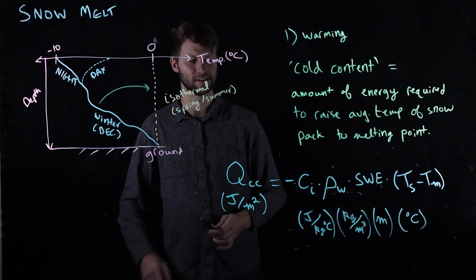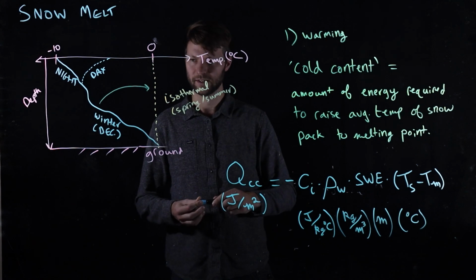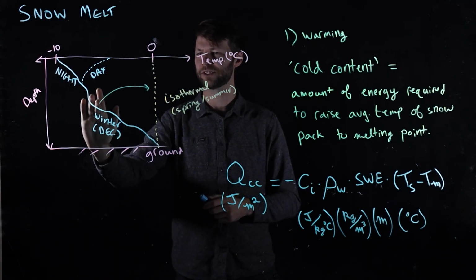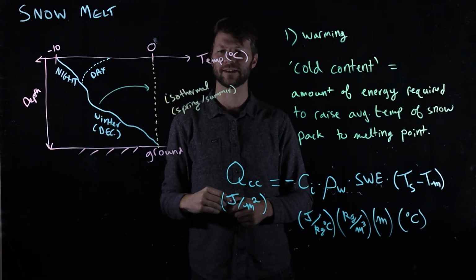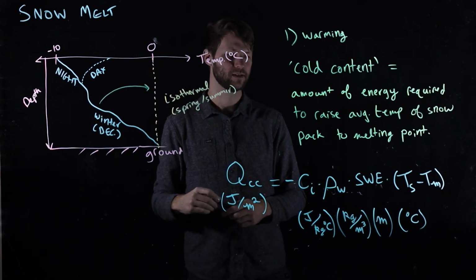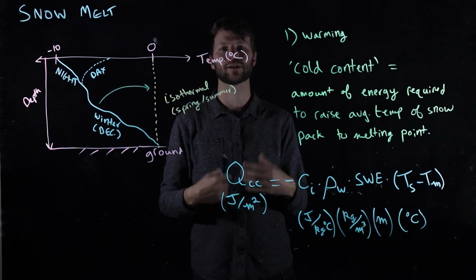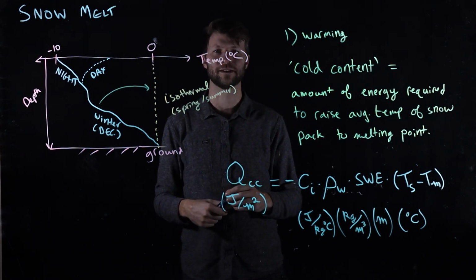And so this is indeed the amount of energy that's required to bring this snowpack from whatever its average temperature is to an isothermal condition where it's at the melting point. This is just to bring it to the melting point. This isn't the amount of energy that's actually required to melt any of it, which we will talk about in the next videos.